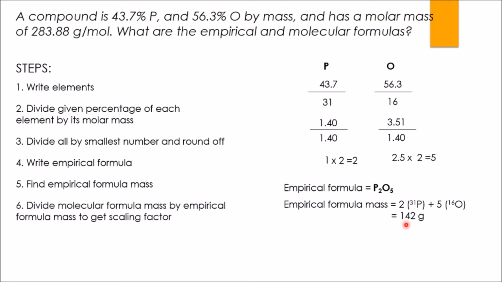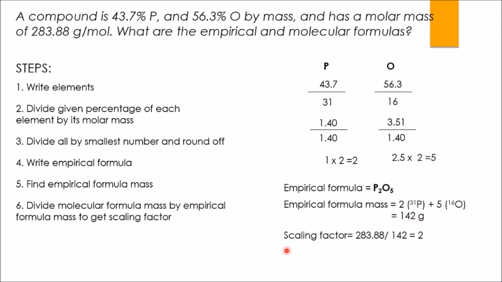What is step 6? Divide the molecular mass by the empirical formula mass. If you look over here, we have the molar mass or molecular mass provided, which is 283.88. What are you going to do? We are going to divide that molecular mass, 283.88, by 142, which is our empirical formula mass, to get a factor which is called the scaling factor.